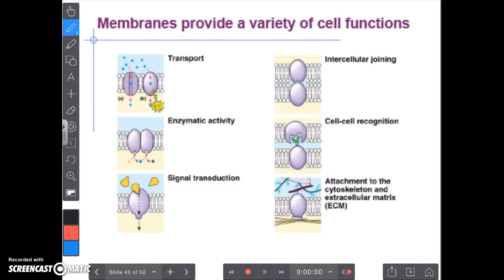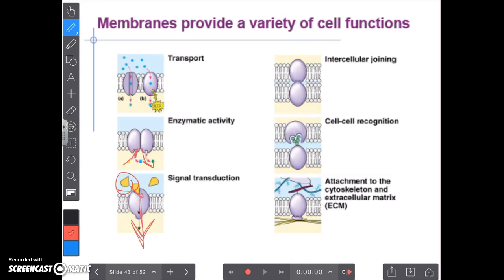Other jobs that these proteins in the cell membrane can do: they can allow for transport, they can allow for being enzymes. So a substrate will come in, and two things will come out. It can be a signal, so something can attach onto it and then send the information down. This may be an example of the nervous system, where I have a neurotransmitter hitting this and it sends a signal on to the next neuron.